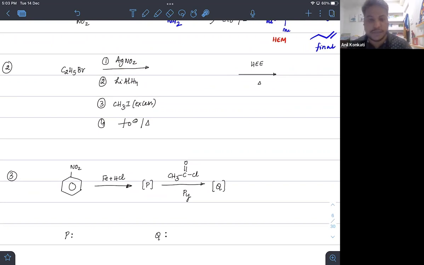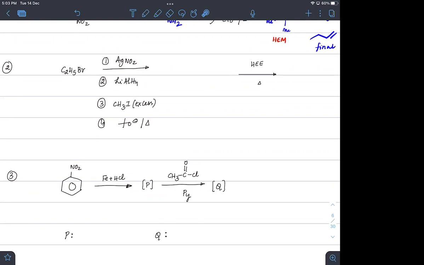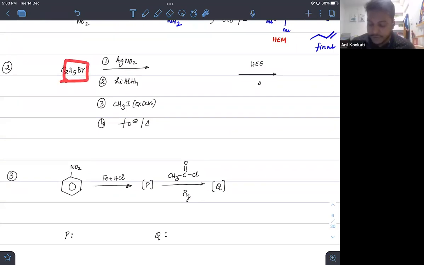Hello, can you all hear me? Yes, sir. Okay. So C2H5Br, if you treat with AgNO2, we know that it will give nitro group here, right? So we will have first C2H5NO2. And that when you do lithium aluminum hydride, अच्छा straight chain में तो ये amines बन जाएगा. So we will get this as C2H5 and NH2.